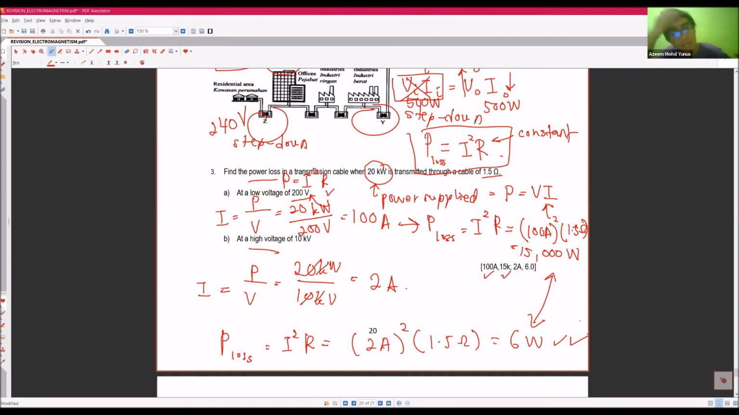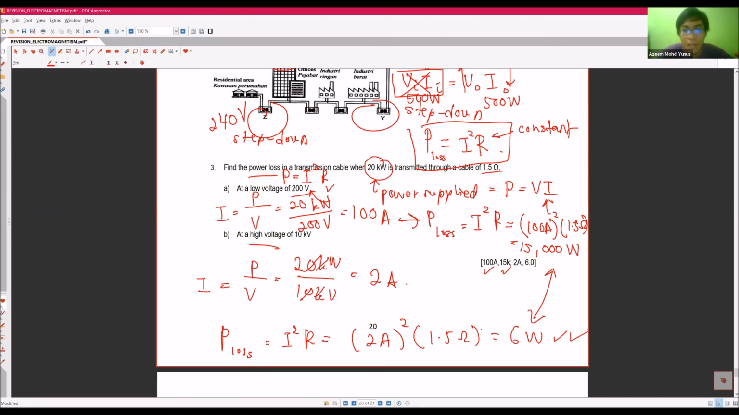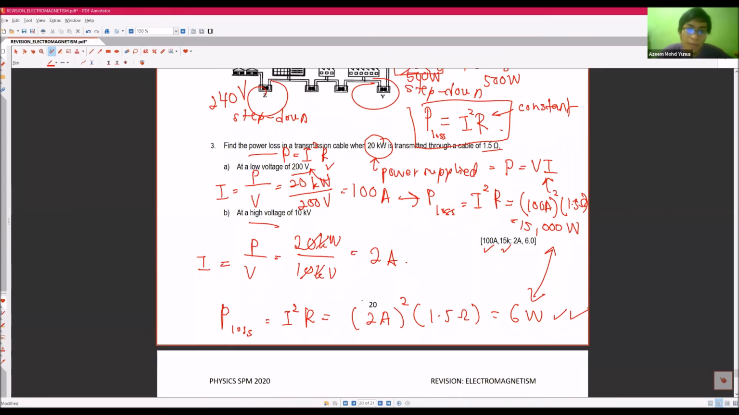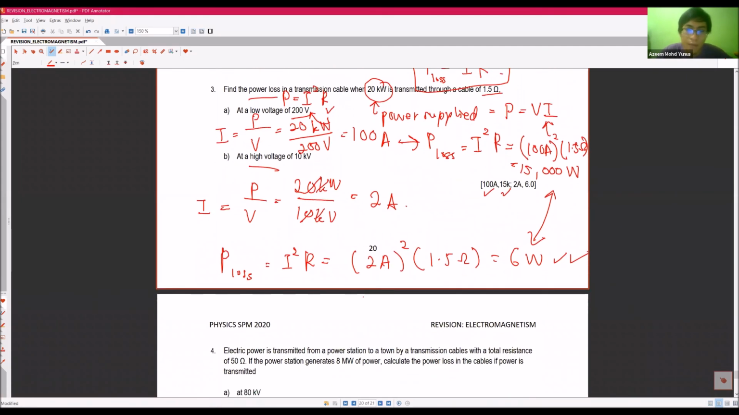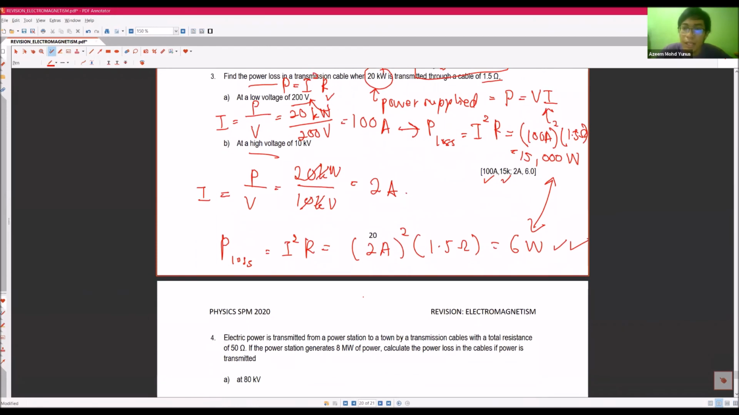In order to use the step-up transformer, we need alternating current. So the concept is now linked together. So that's why this topic is very crucial, because it links the concepts together, and it's very important in our daily life because we need electricity.